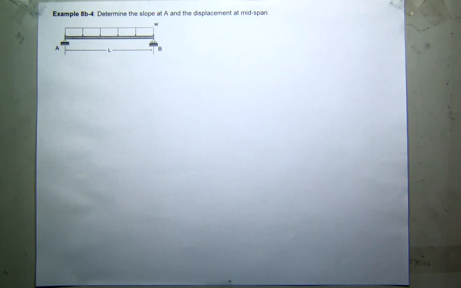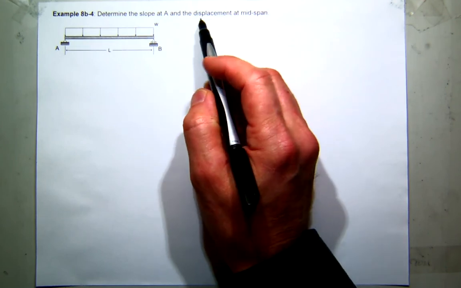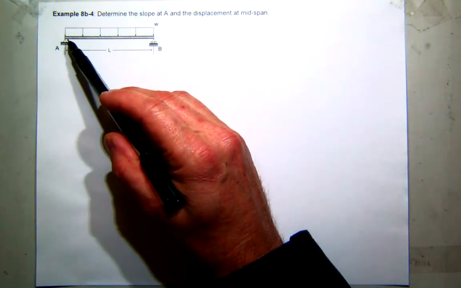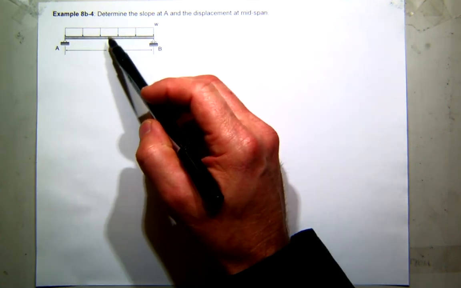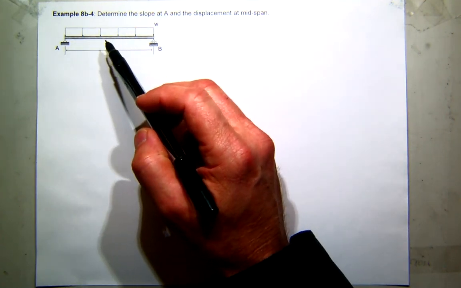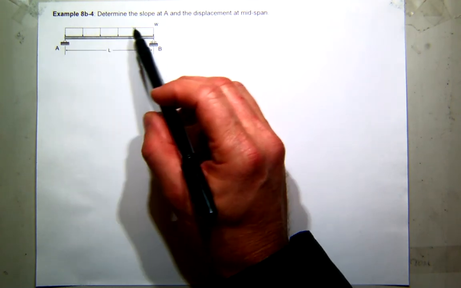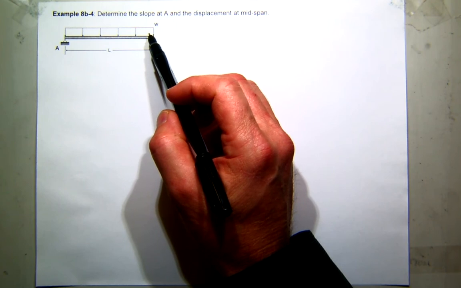Okay, so in this problem, we're still looking for slope and displacement at certain points, but let's see what we've got. We want the slope at A, which is here, and we want the displacement at the midspan, which is here. We could do this a couple ways. This is a continuous problem. In fact, we worked this with direct integration. You might remember a couple classes ago, we did this.